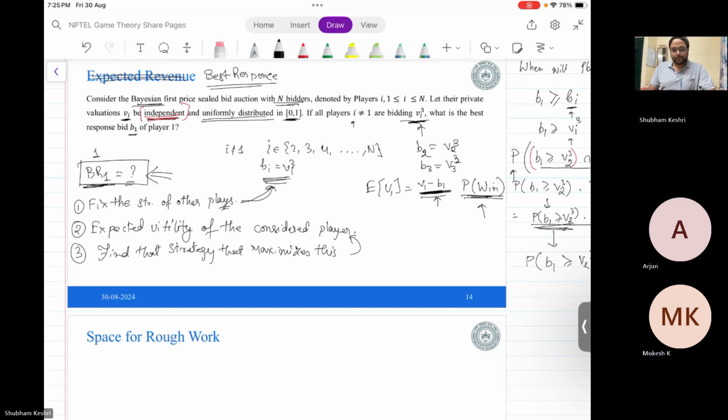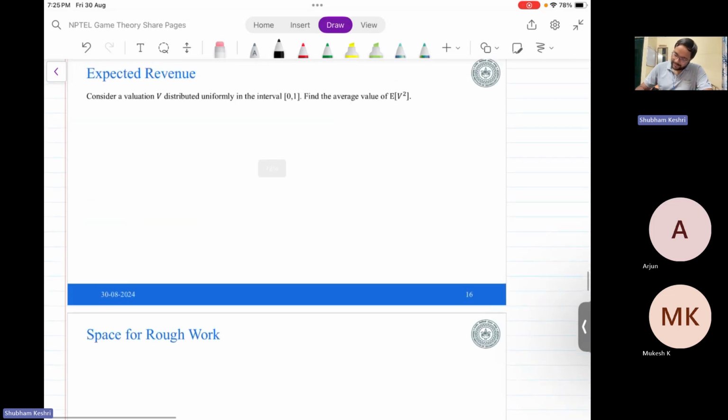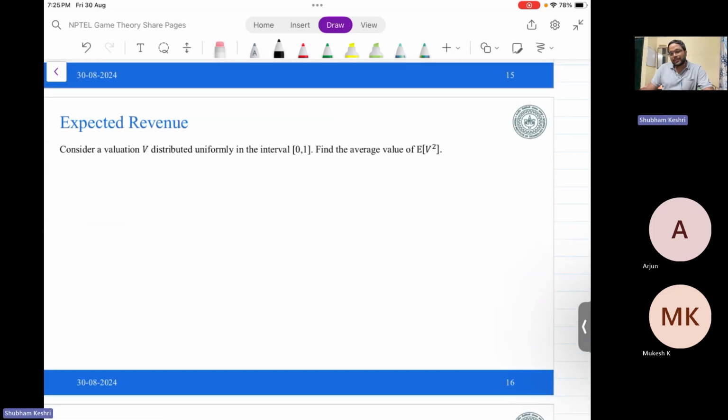Okay. All right. So you have a problem like this in the assignment. I hope you will be able to solve that problem. All right. Then we'll move on to the next question. This question you can solve. So just read this question first.